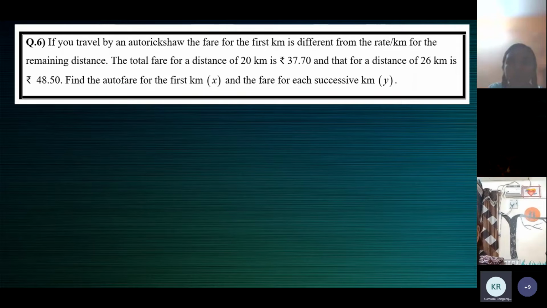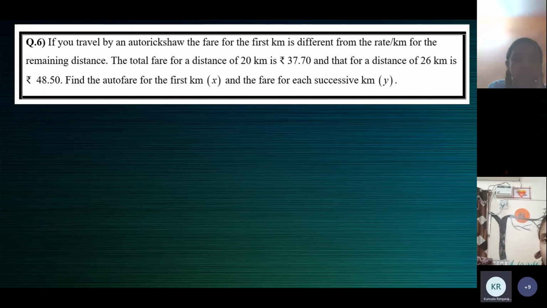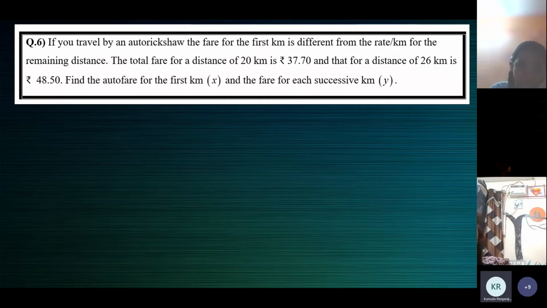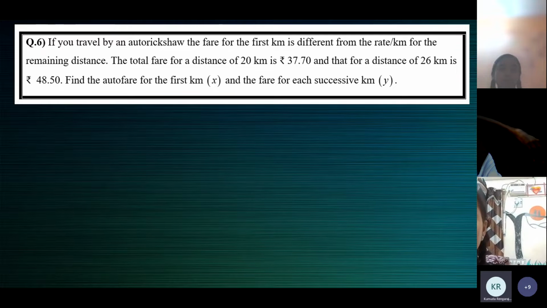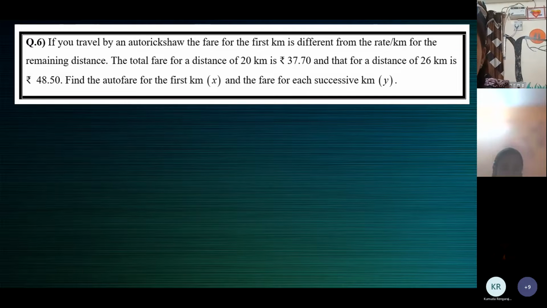While picking this question, I kept something in mind. Because while teaching you word problems, I explained a different situation. There was a word problem, but I had explained a different situation. So this question is based on that different situation. The fare for the first kilometer is different from the rate per kilometer. Can you hear me, ma'am? Yes, I can.